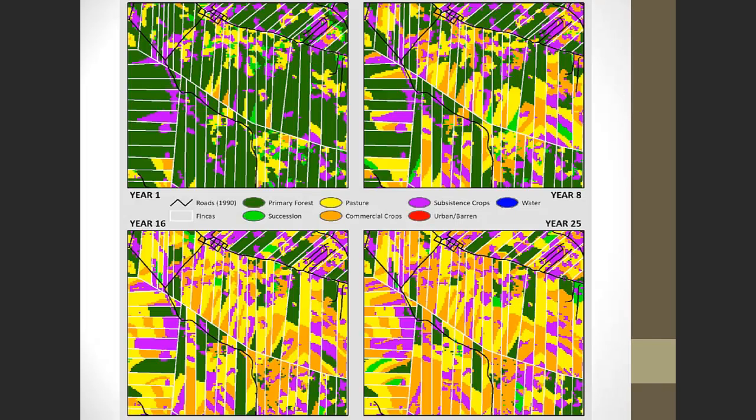The end outcome, of course, is that we see a landscape that we kind of understand. Maps don't always tell the process. They tell the story of a group of farms chosen for year 1, year 8, year 16, and year 25, and how they all basically transition from primary forest to something else, primarily pasture and agriculture.